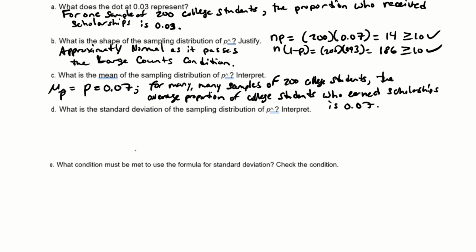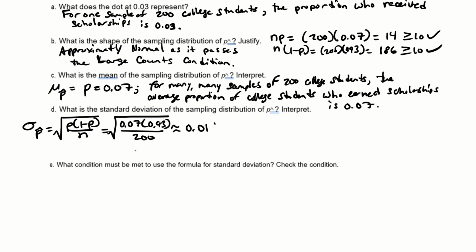Now, what is the standard deviation of the sampling distribution, and then interpret it. The standard deviation of p-hat is the square root of p times 1 minus p divided by n. We know p is 0.07, so 1 minus 0.07 is 0.93. And what's our sample size? We had 200 college students. So we'll calculate that, and we get about 0.018.